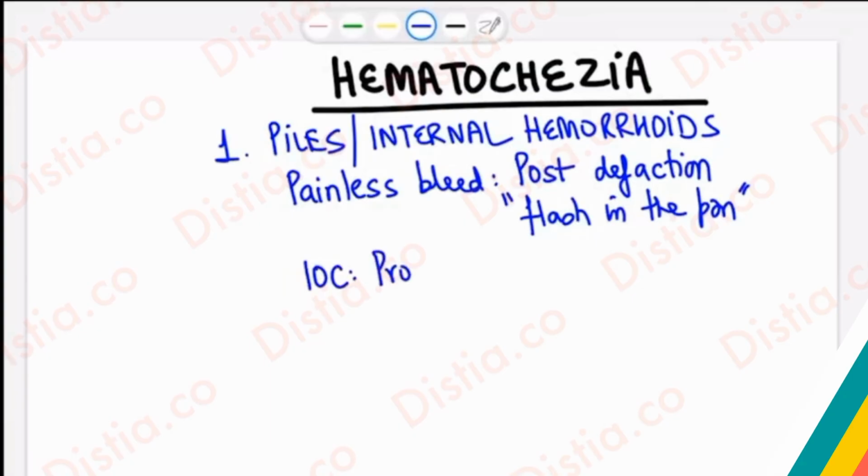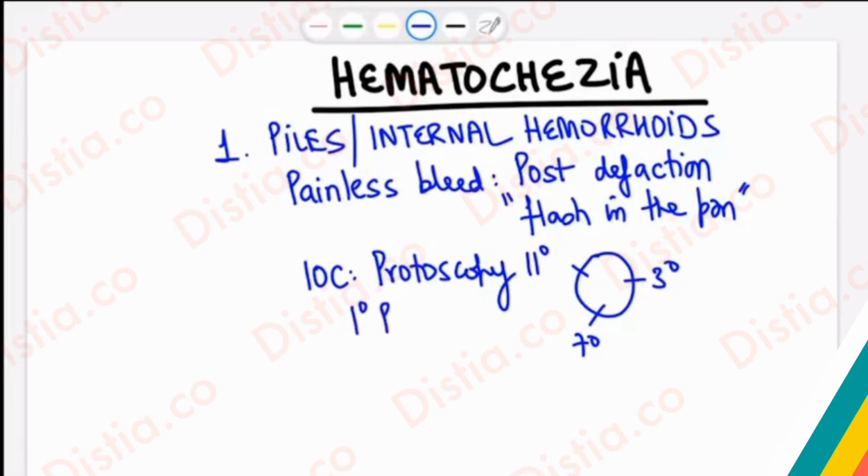If he says what is the best way for diagnosis of this condition, your answer would be given as proctoscopy. And now, when you put in a proctoscope, you will be able to see the veins prolapsing into the lumen of the proctoscope at 3 o'clock position, 7 o'clock position, and 11 o'clock position. If this is the area where the veins are prolapsing, then the technical term that we use for this is called primary piles.